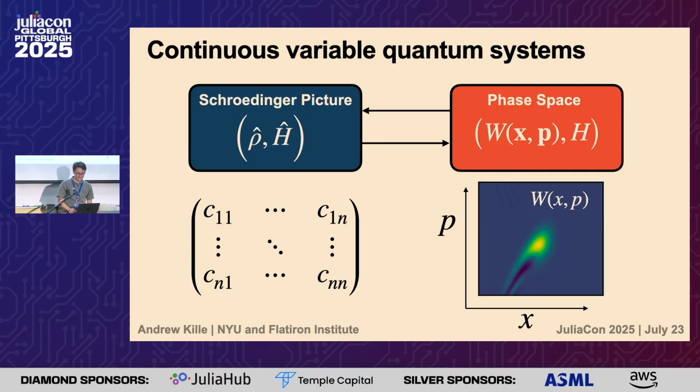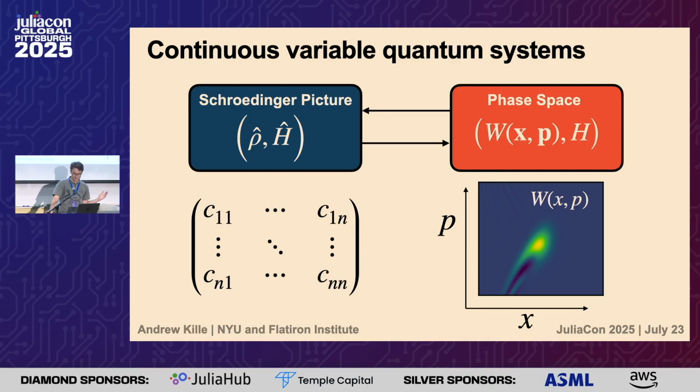Okay, so when you learn about quantum computing or quantum information in an intro to quantum mechanics course or quantum information course, you learn about everything in terms of the Schrodinger picture. So you learn about your density matrices and Hamiltonian operators that scale exponentially with the size of your quantum system.